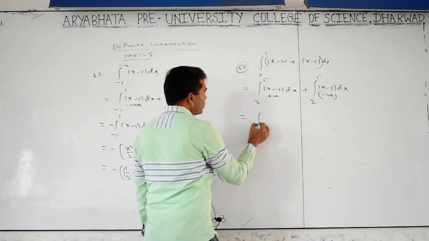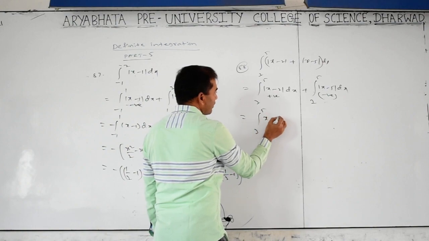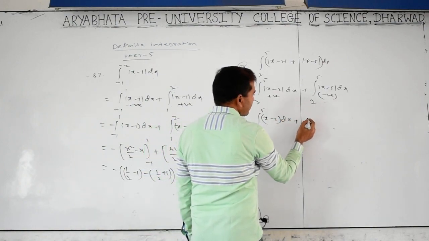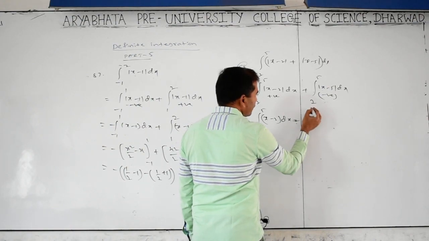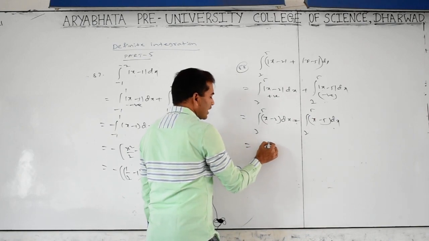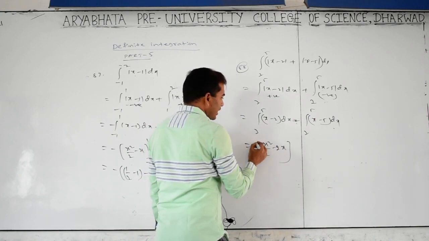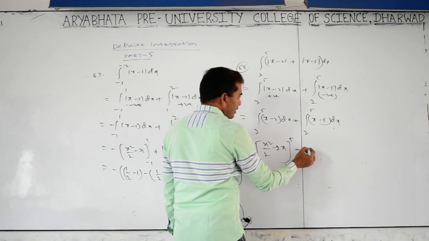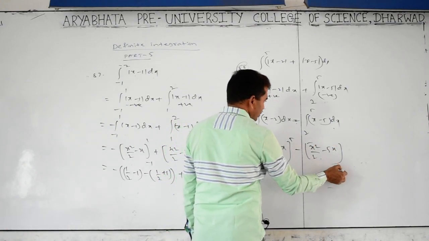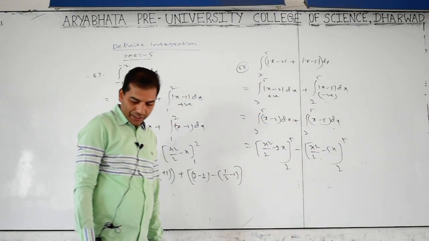Yes, so then for 2 to 5, positive mod of x minus 2 is x minus 2, and mod of x minus 5 is minus, 2 to 5 x minus 5 dx. Integration x square by 2 minus 2x, limits 2 to 5, minus x square by 2 minus 5x, limits 2 to 5. Apply upper limit minus lower limit.